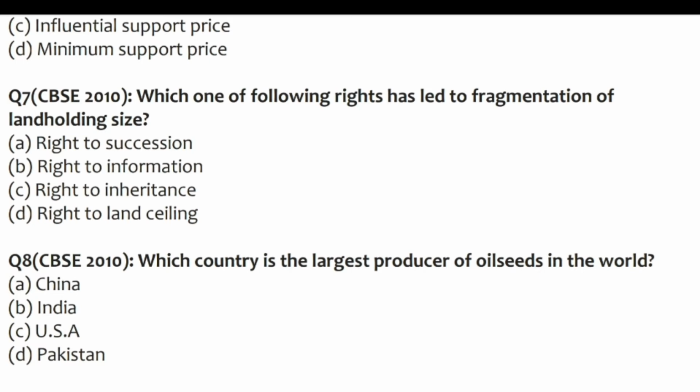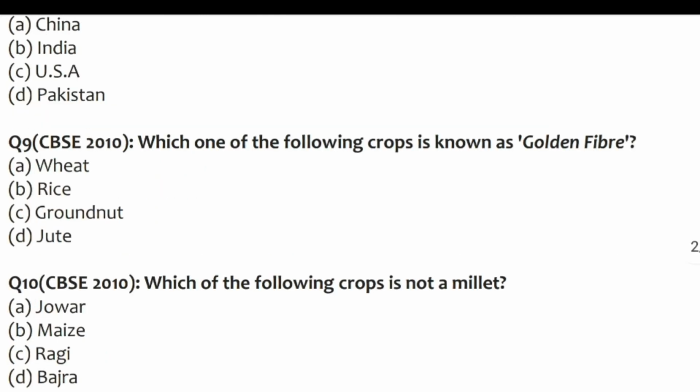7. Which one of the following rights has led to fragmentation of land holding size? A. Right to succession, B. Right to information, C. Right to inheritance, D. Right to land ceiling. 8. Which country is the largest producer of oil seeds in the world? A. China, B. India, C. USA, D. Pakistan.